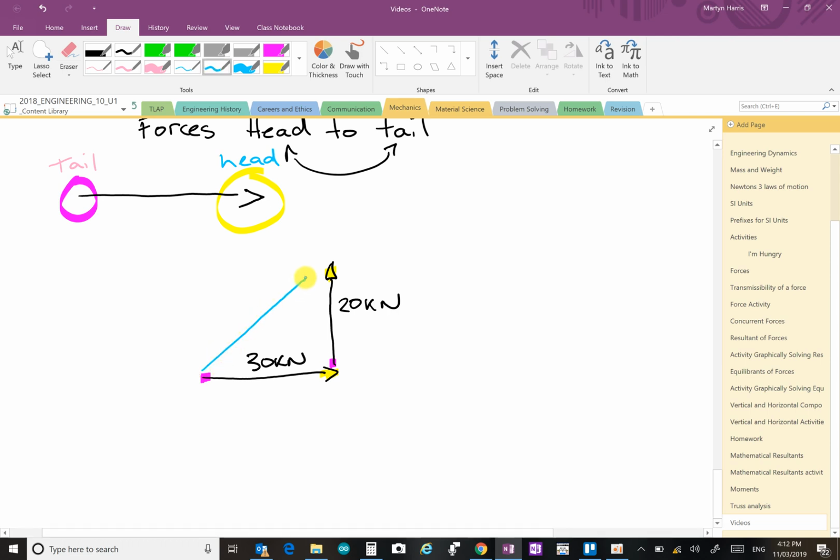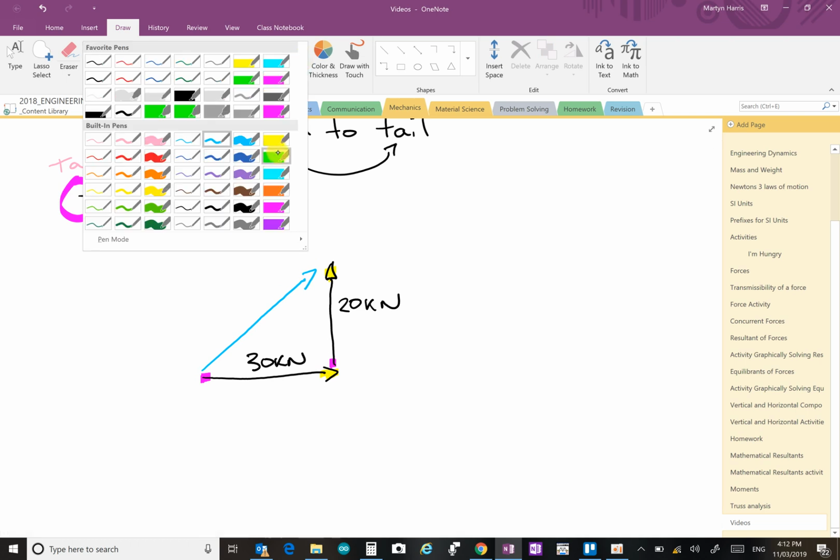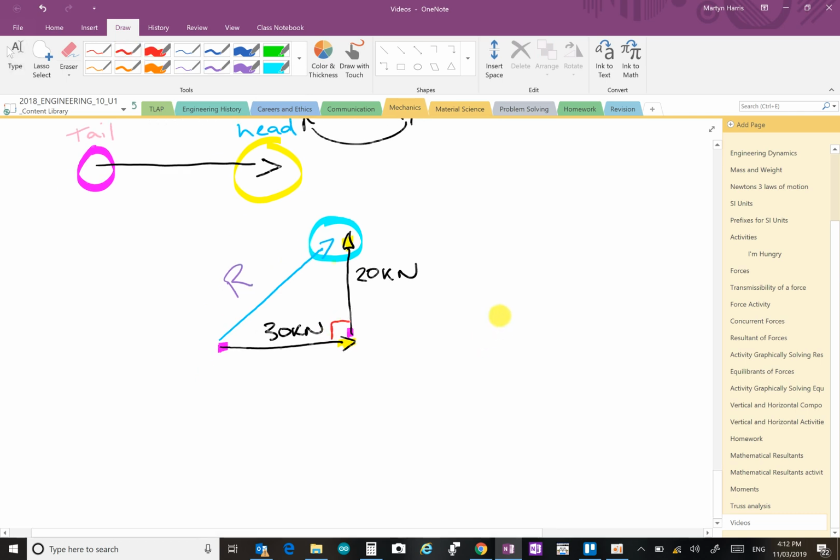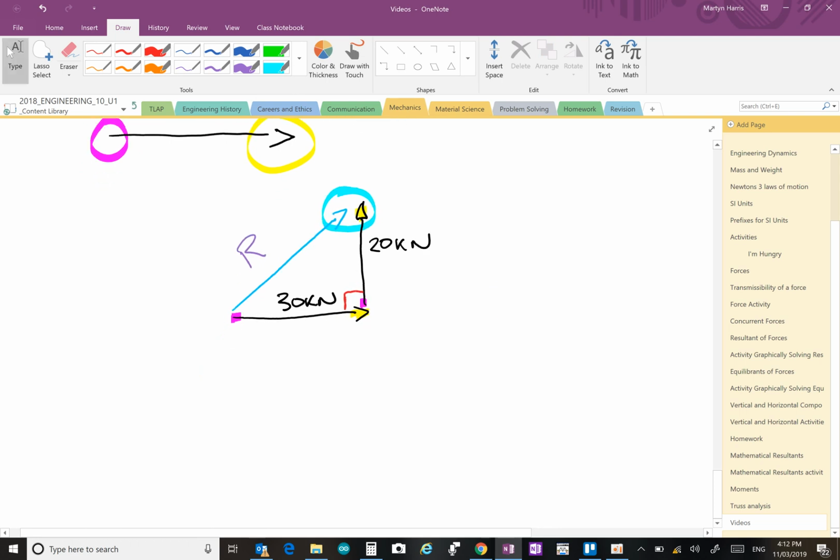My resultant goes like that, and the resultant will always be head to head. So a little bit of complication there, and this is going to be my resultant. I'm just going to represent that with an R. The other thing I've determined here is that this is at right angles. Okay, so that looks pretty familiar, doesn't it? I wonder what we could use to find out the resultant.